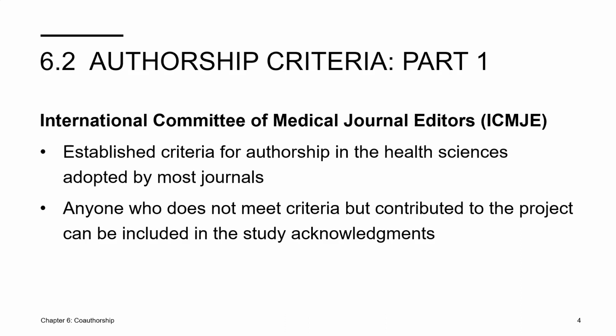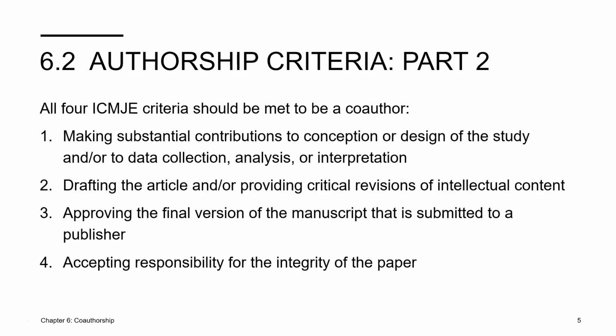Section 6.2 goes over authorship criteria. There's a great criteria set up by the International Committee of Medical Journal Editors. This established criteria is used a lot in the health sciences and is adapted by most journals. Whenever you submit a journal article, there usually is a statement that talks about what people's contributions are to the research, and they will want you to meet certain guidelines in order to be considered an author. Anyone who does not meet the specific guidelines or criteria but contributed to the project in some form or fashion can be included in the study acknowledgments.